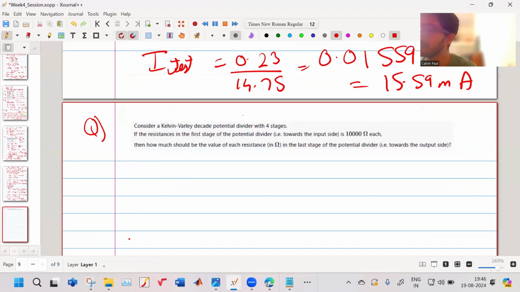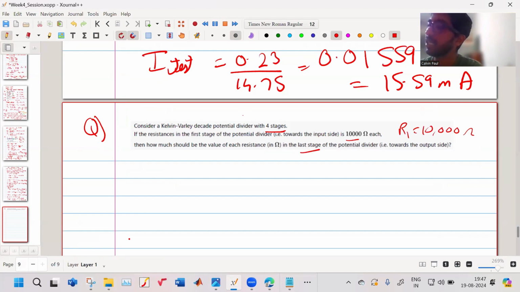It's fine. So let us consider Kelvin-Varley decade potential divider, which has 4 stages. So the resistance in the first stage is 10,000 ohm. How much will be the value of each resistance in ohm in the last stage?